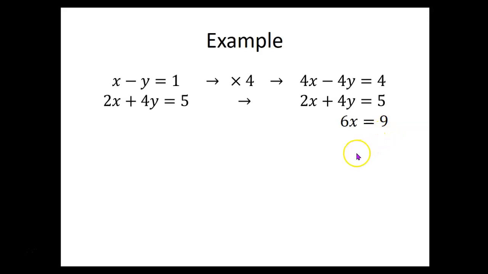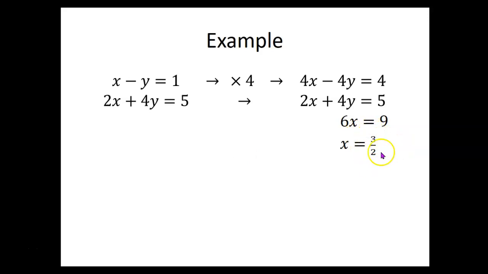So 6x equals 9. Divide both sides by 6, you get x equals 9 over 6, which is 3/2 in lowest terms. If you like decimals better, you could write it as 1.5. So we got a fraction, but that's okay, unless x stood for something that had to be a whole number. But yeah, you can have fractional solutions.